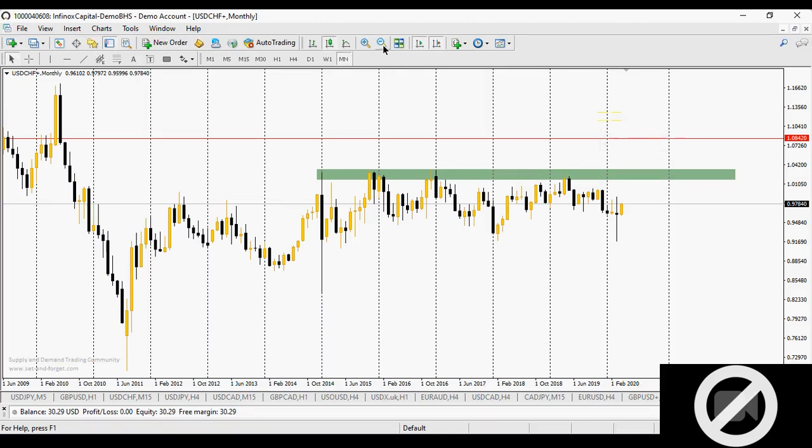Violet, can you see it? You can see this resistance area. Please put yes in the chat box if you can see the resistance area.